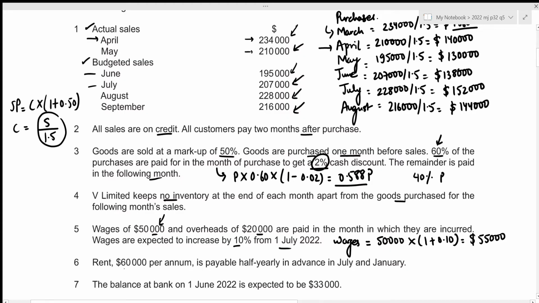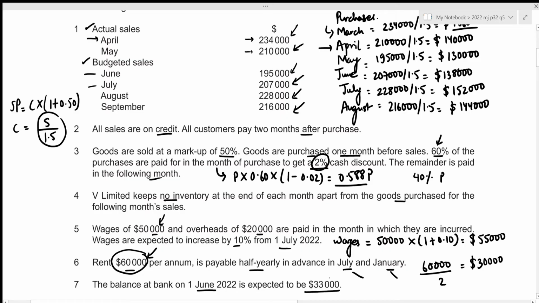Then rent, which is 60,000 per annum, is payable half yearly in advance in July and January. So this is the total rent per annum, and it is payable half yearly, which means that in July as well as January, we'll be paying half of this amount. So that will be 60,000 divided by 2, which results in 30,000. So 30,000 will be paid in the month of July as well as in January. And we're also given the bank balance on 1st June 2022 to be 33,000.